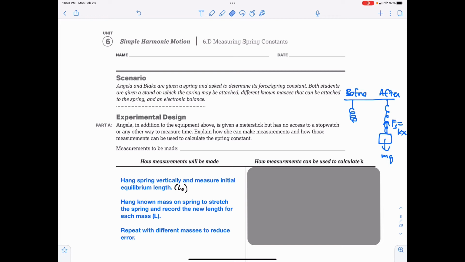Hang the spring vertically and measure the initial equilibrium length, L naught. So that would be this phase right here. Hang a known mass on the spring to stretch it to a new length, L. Repeat with different masses to reduce the error. So the only data that's taken is simply putting on known masses and measuring the stretch. Just measure how far it stretches.